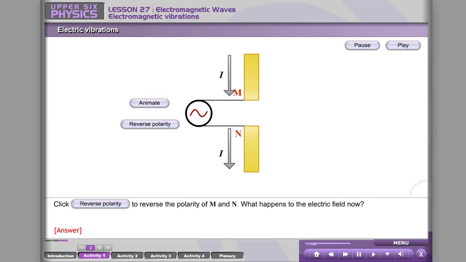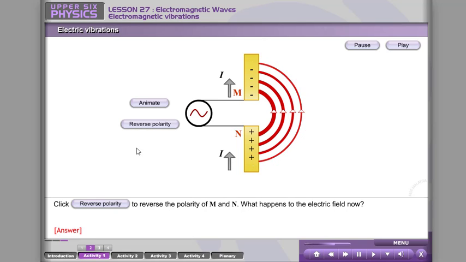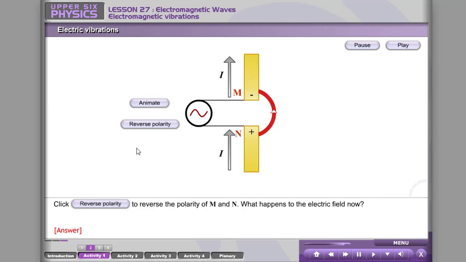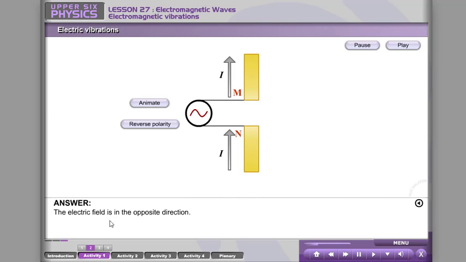Click the Reverse Polarity button to reverse the polarity of M and N. What happens to the electric field now? Answer: the electric field is in the opposite direction.